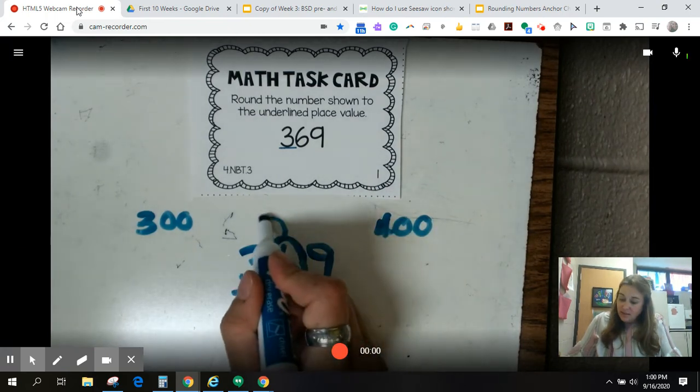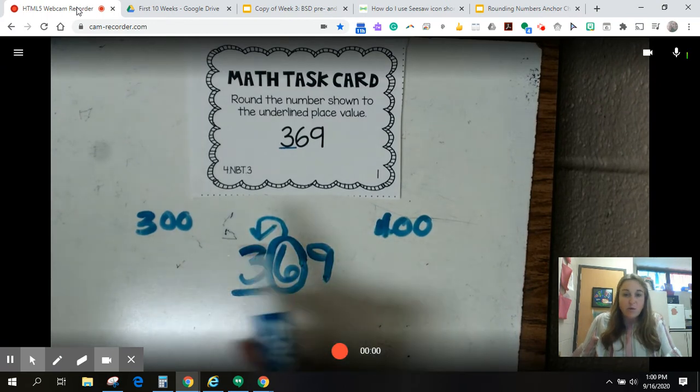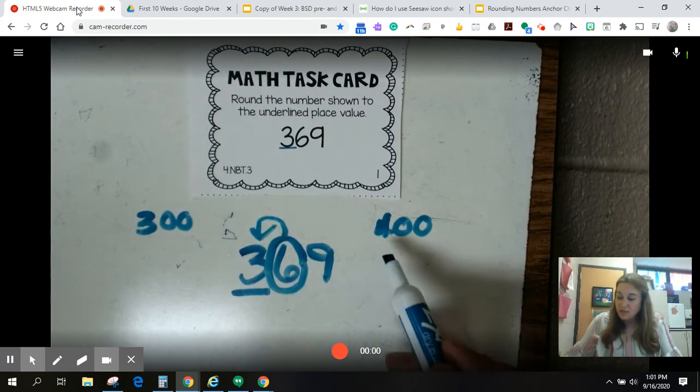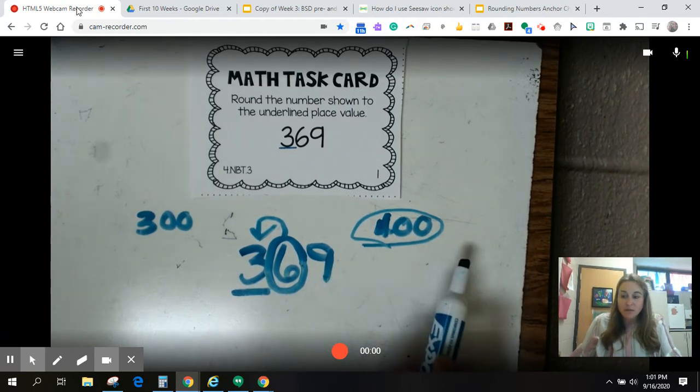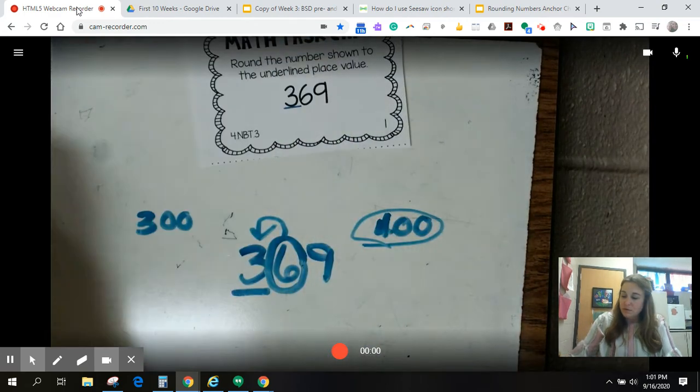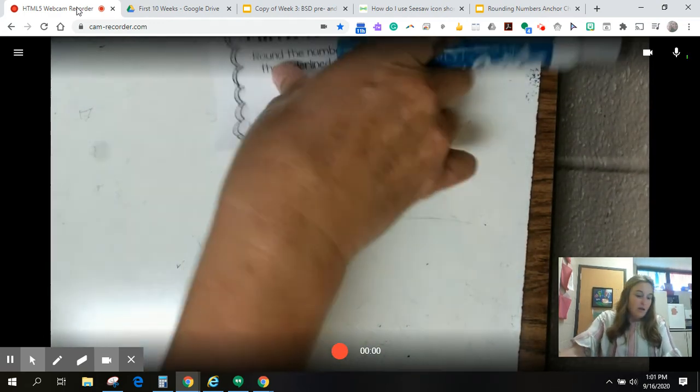Is the 6 going to make the 3 sit tight or take flight? That's right. Sit tight. 5 or more, take flight. So 369 rounded to the nearest 100 is going to round to 400. There you go.